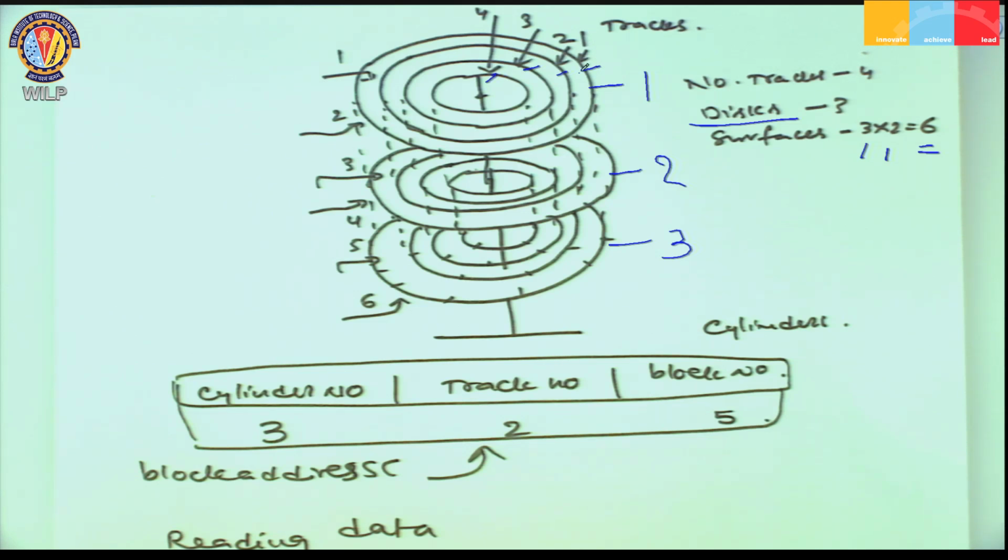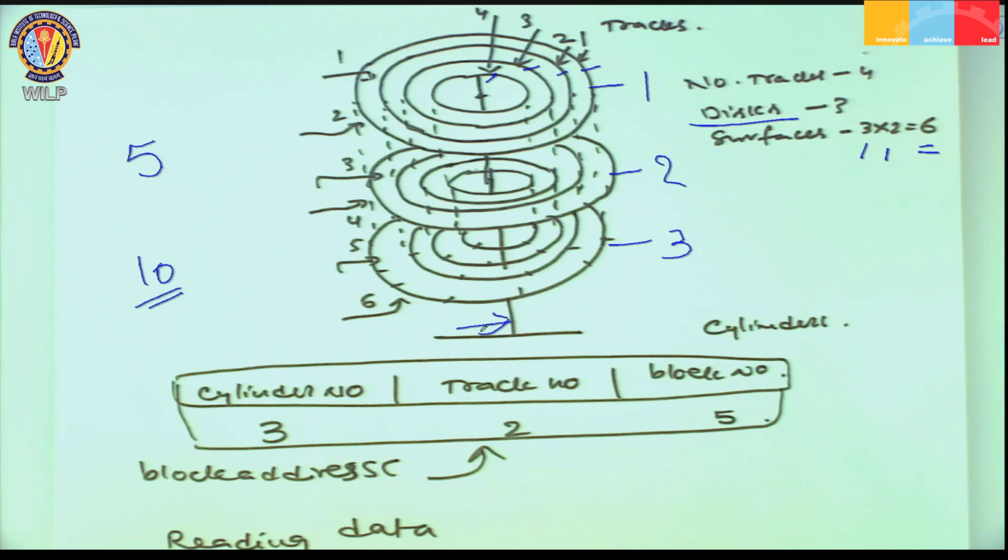The number of tracks available on each surface is going to be the same, it is fixed, it will not vary. It is not the case that the first surface will contain 5 tracks and the second surface will contain 10 tracks. The number of tracks on each surface of the disk pack is going to be the same. This is the central spindle on which all these disks are mounted.